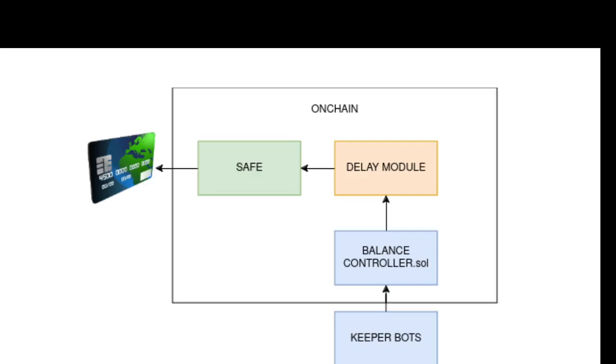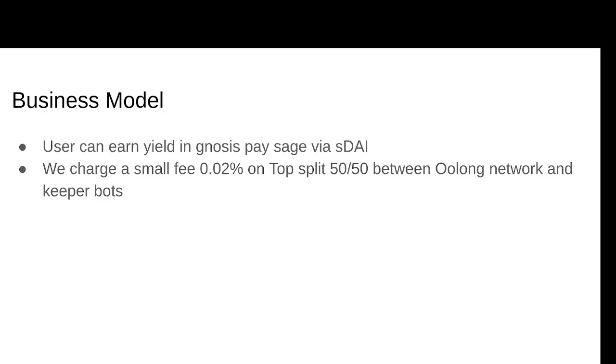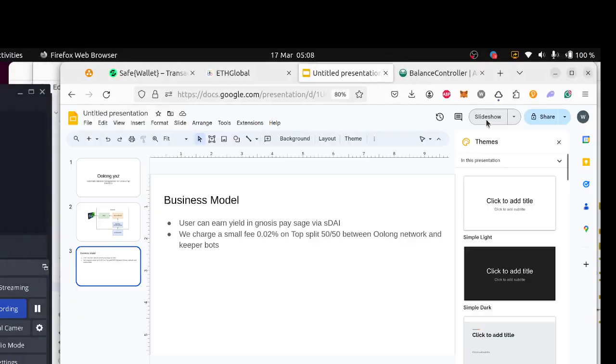you can hold SDI, and then in the balance controller you set the euro balance that you want to maintain, and then keeper bots monitor the euro balance and they update the balance when needed. And yeah, in terms of business model, users can get yield and we'll charge a small fee and split that 50-50 between our network and the keeper bots.